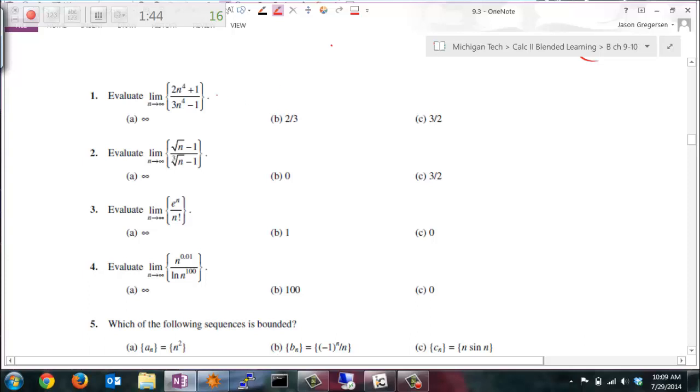Now, of course, we could do this algebraically as well. If we just take that thing in there, and we multiply top and bottom by 1 over n to the 4th, the result would look like 2 plus 1 over n to the 4th divided by 3 minus 1 over n to the 4th. And then we have a limit property that says we can take the limit of the top and the limit of the bottom, and as long as they both exist, as long as the limit of the bottom isn't 0, that will be our limit. So the limit of the top would be 2, the limit of the bottom would be 3, and so the limit of the quotient would be 2/3.